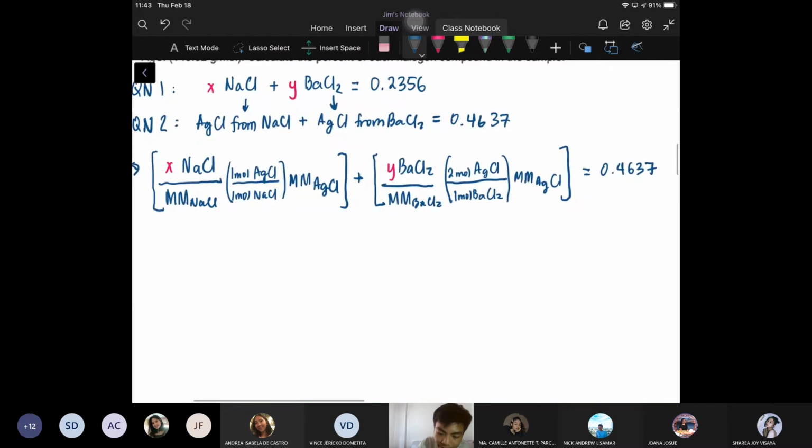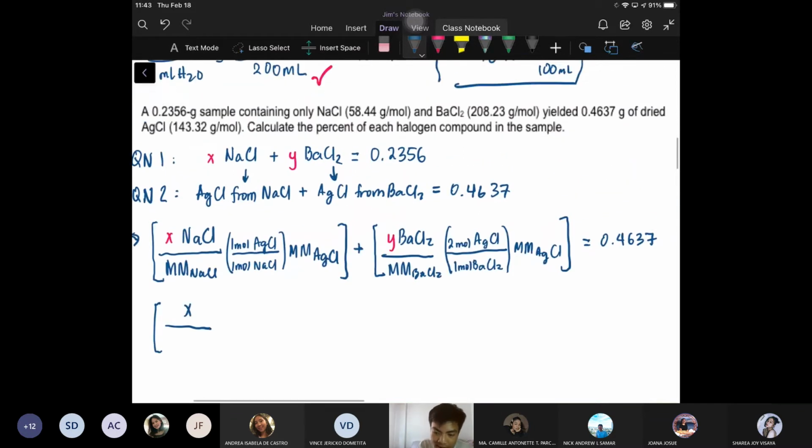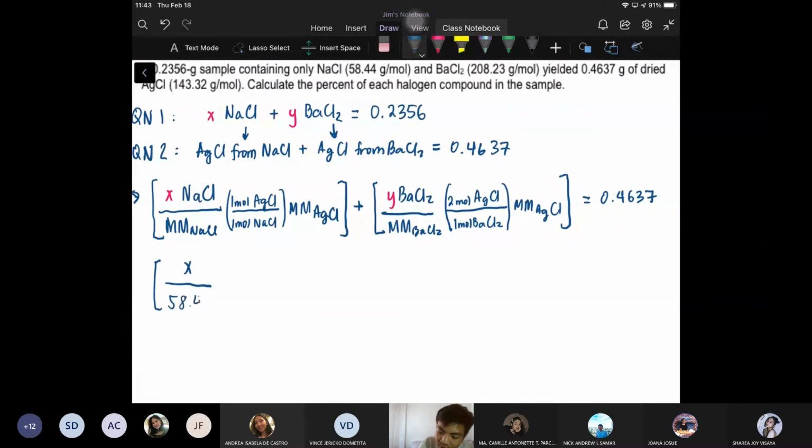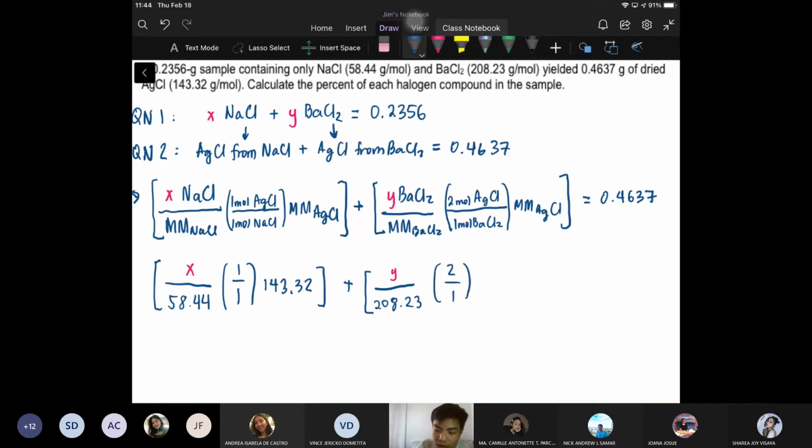Let me expand that equation. You have X divided by the molar mass of NaCl, which is given as 58.44, times the 1:1 ratio, then the molar mass of AgCl, which I'll just plug in. So I'm plugging in the molar masses, and the unknowns remain unknown. I do the same on the other side: plug in the molar mass of barium chloride, 208.23, and AgCl, 143.32. And all of this is still equal to 0.4637.